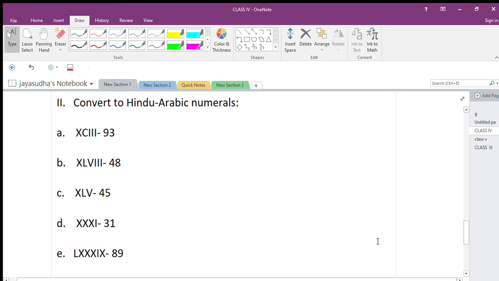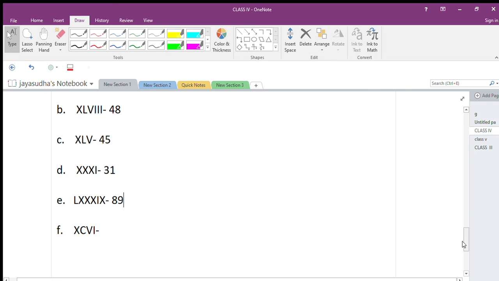This is the Hindu-Arabic numerals. You have to convert to the Hindu-Arabic numerals. The last one, I already told you. This is C for 100. 100 before the 10 means this is 90. 100 minus this 10, 90, plus this 5. This is 96. What do you write? 96. Are you able to understand, children?